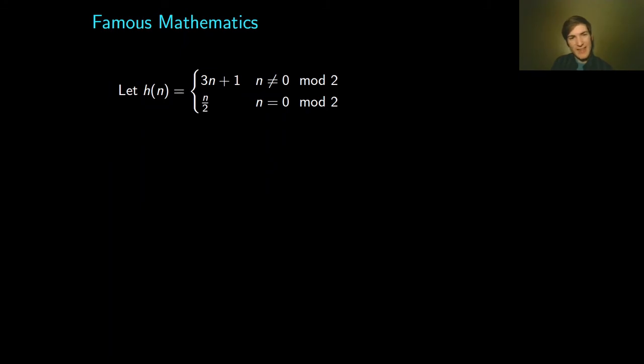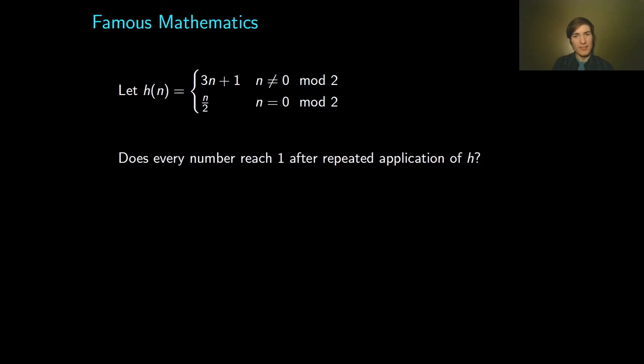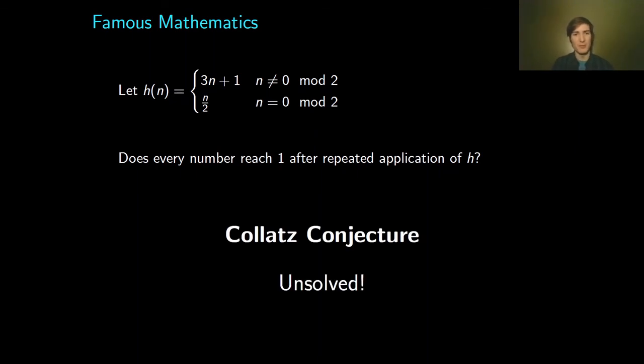It would be negligent to go without mentioning its closeness to a famous mathematical problem. You might have seen this before, where the name hailstone sequence comes from originally. If we let h_n be a function 3n plus 1 if odd, or n divided by 2 if even, does every number reach 1 after repeated application? And the answer is, no one knows. No one knows. This is called the Collatz conjecture, a famous unsolved problem.